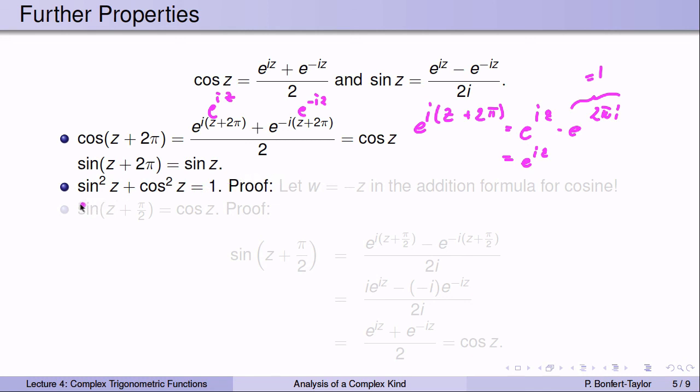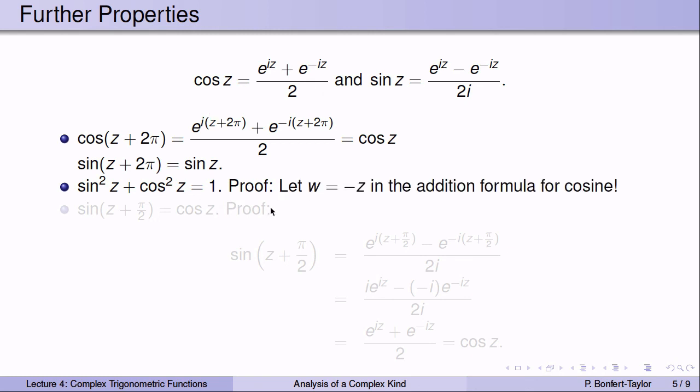Remember, in real analysis, sine squared x plus cosine squared x equals 1? Well, that's still true for the new complex sine and cosine functions. Sine squared z plus cosine squared z equals 1. How would you prove that? It's actually a very simple proof.